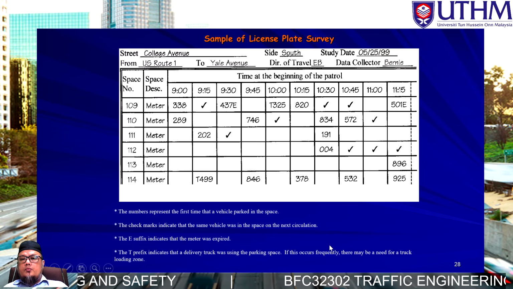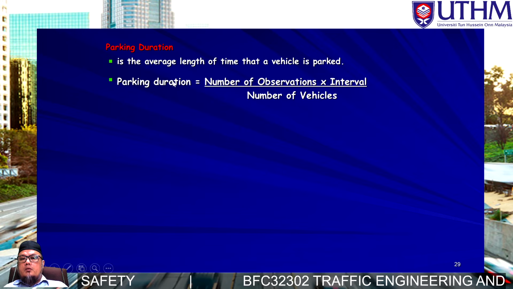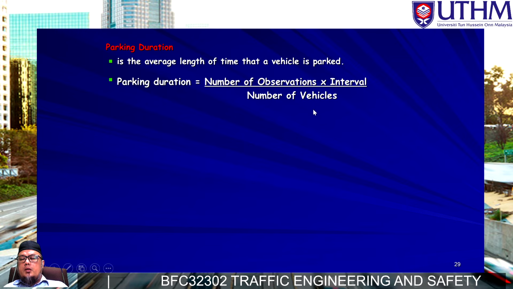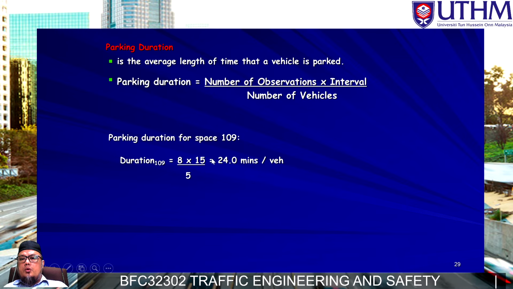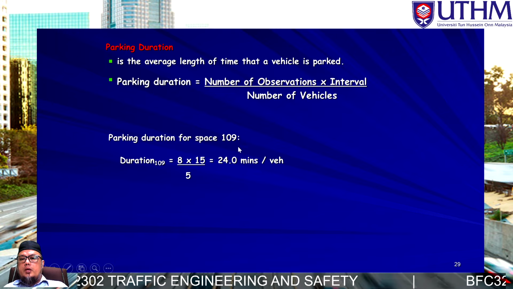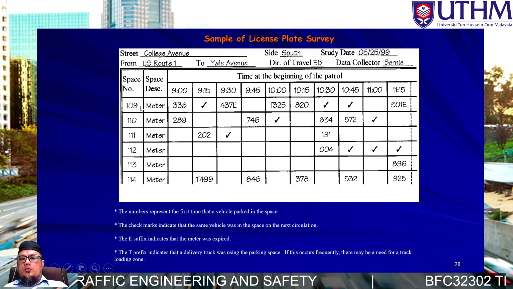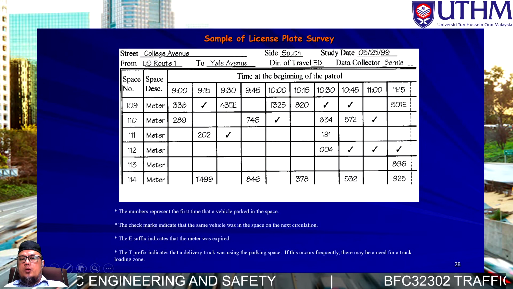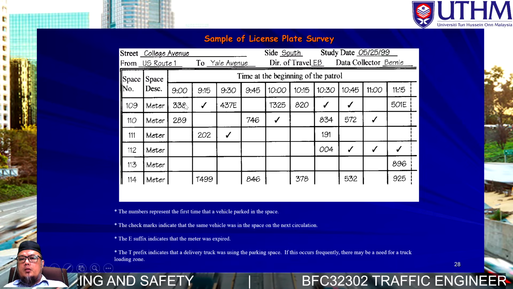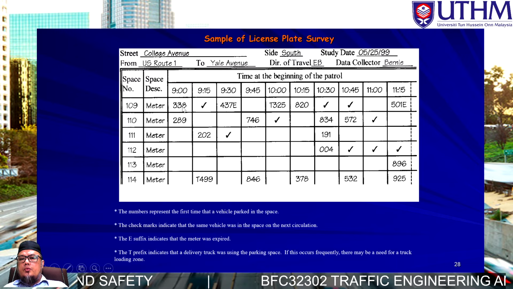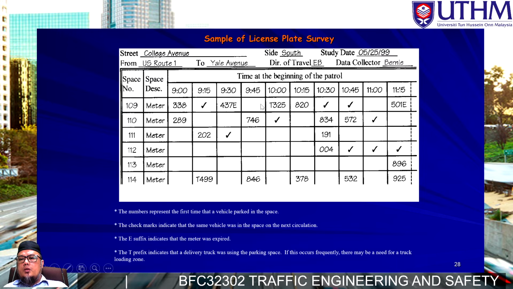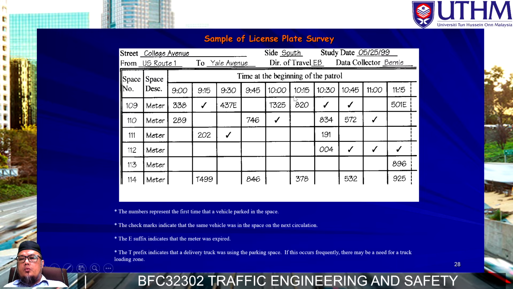Okay, let's move to the calculation. The first one, parking duration: number of observed intervals divided by number of vehicles. So we consider space 019. If you refer to this one, you count how many vehicles parked: 1, 2, 3, 4, 5. Number of vehicles is 5. But in terms of duration, you have to calculate the active duration only, leaving the blank ones out.